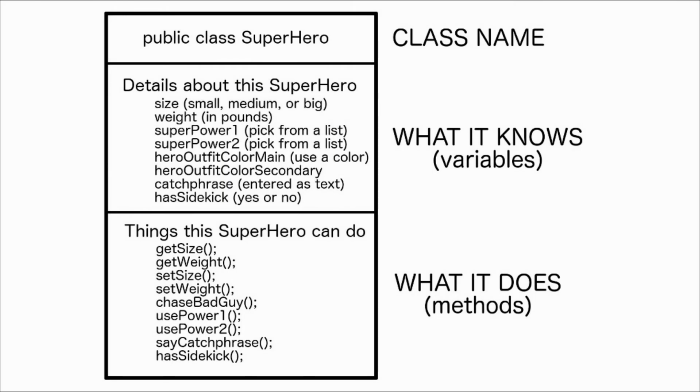So let's review what classes can do. If we had a superhero class, that would be the class name. The superhero class has what it knows, which are called variables, and what it does, called methods. So the superhero knows its size, its weight, its superpower 1, superpower 2, hero outfit color main, hero outfit color secondary, catchphrase, has sidekick. Some things that the superhero can do: it can get size, get weight, set size, and set weight. And you'll see that kind of method a lot. They're called getters and setters, so that you can set a specific variable and then you can get a specific variable from that class. It can chase bad guy, use power 1, use power 2, say catchphrase.